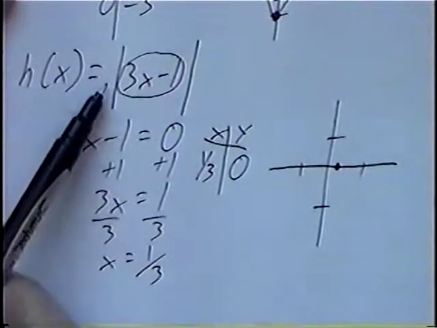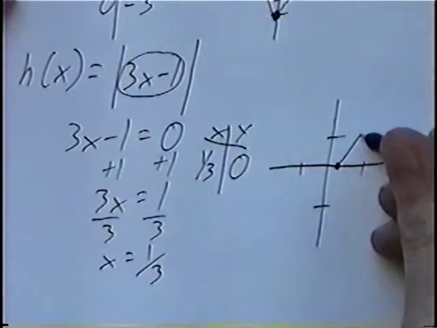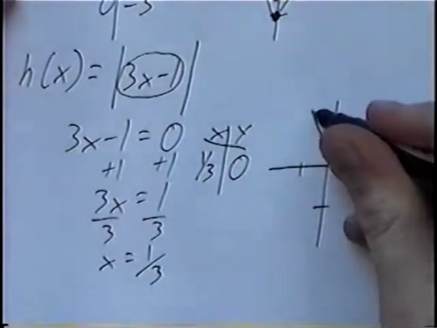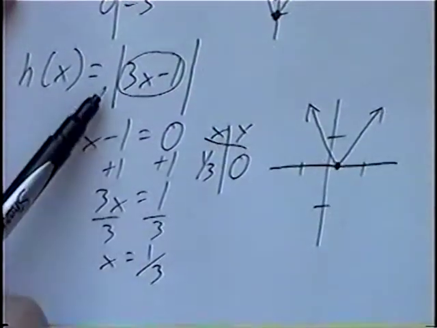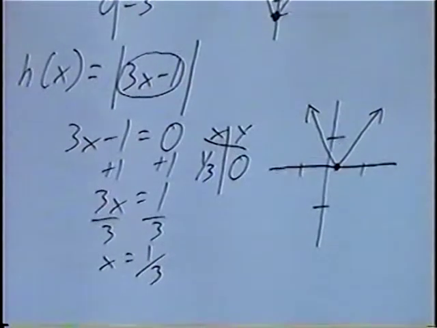Again, looking at the number in front of the absolute value, as long as it is positive on the outside, the absolute value graph will point up. If there's ever a negative outside the absolute value sign, then it'd be the same graph but pointing down.